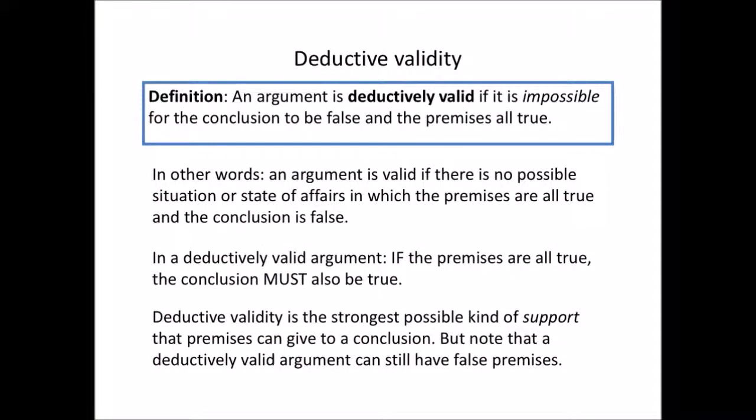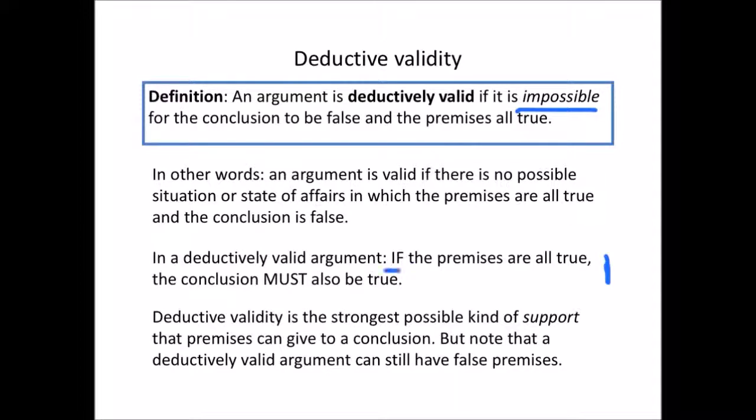So just to remind you of the definition of deductively valid, or just valid for short, an argument's valid if it's impossible for the premises to all be true and the conclusion false. And by impossible here we mean something like there'd be a logical contradiction in thinking that the premises are all true and the conclusion was false. So in a deductively valid argument, if the premises are all true, the conclusion must also be true.